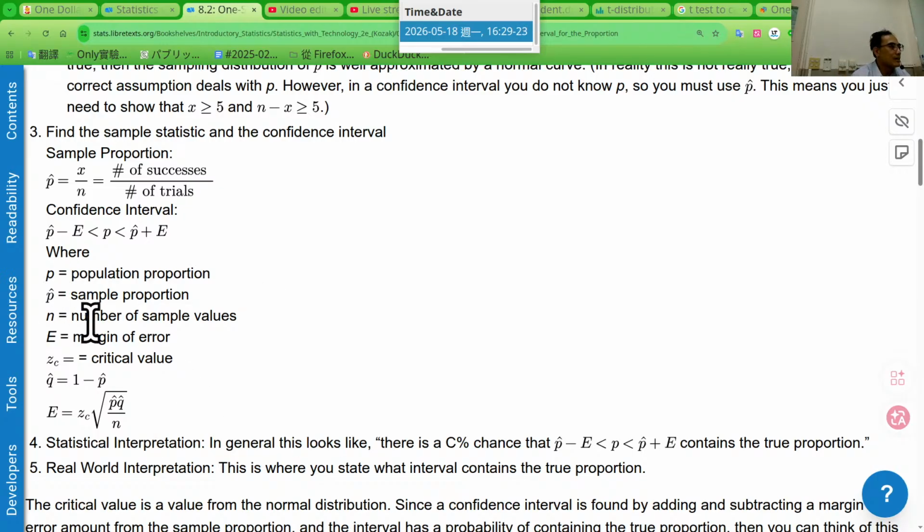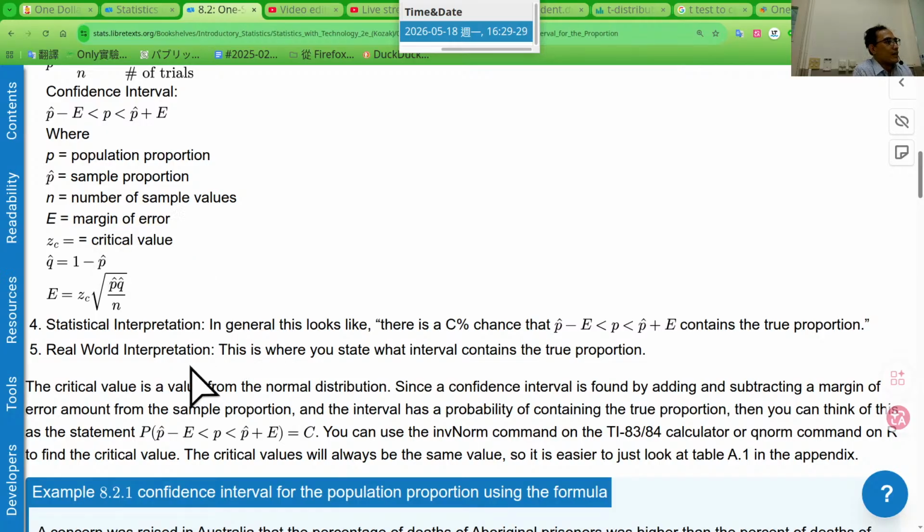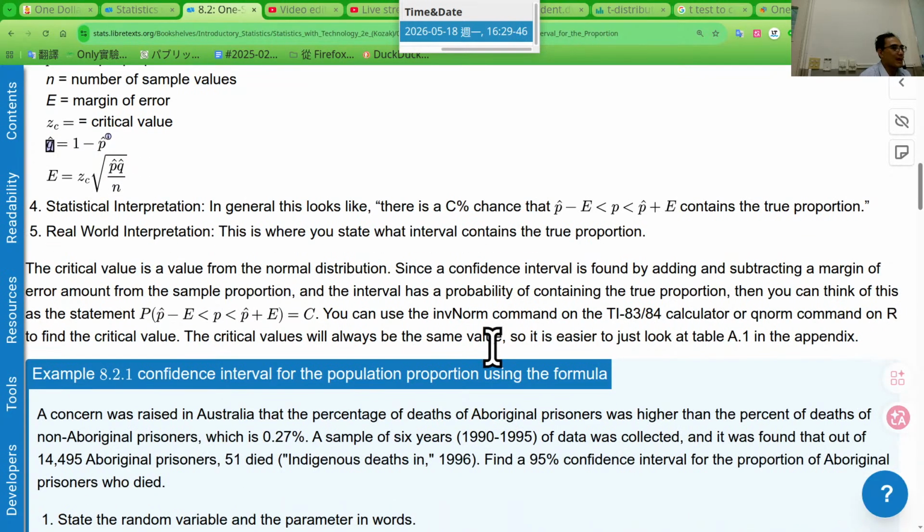P hat and margin of error E, critical value, q hat, and E like this one. So the E is z times the square root of p hat times q hat divided by n.